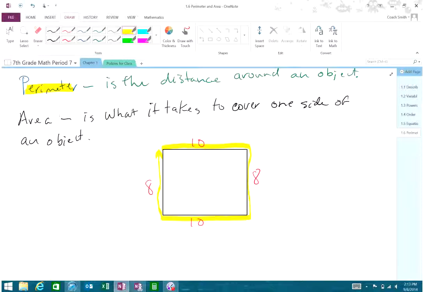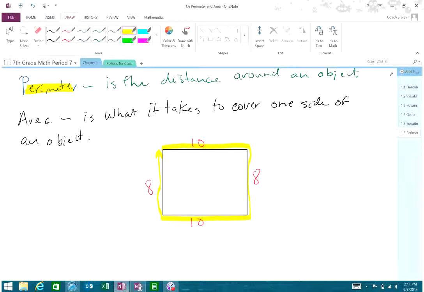Or the floor. What it takes in carpet to cover the floor is area. Okay? If I have a room that's 24 by 24, then it's going to take a certain amount of carpet to cover that floor. All right? So that's what they're talking about when they're talking about area. When they're talking about perimeter, they're talking about if I was to go along these walls and walk all the way around, that's how much it would be perimeter.